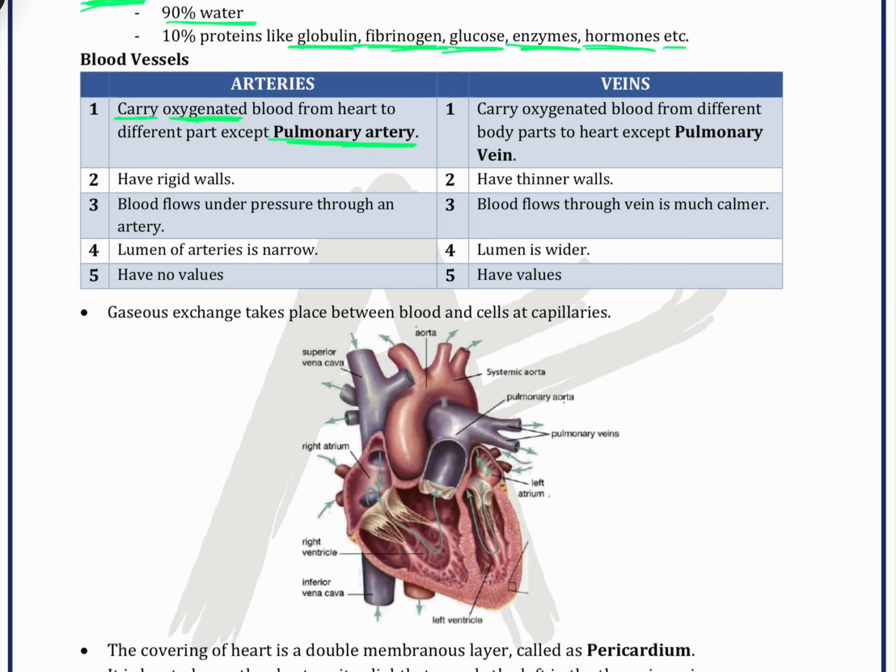Secondly, arteries have rigid walls and veins have thinner walls. Blood flows under pressure through an artery, but blood flows through a vein in a much calmer way. So in arteries blood flows under very high pressure. The lumen of arteries is narrow and in veins it is wider. In arteries there are no valves and in veins there are valves.